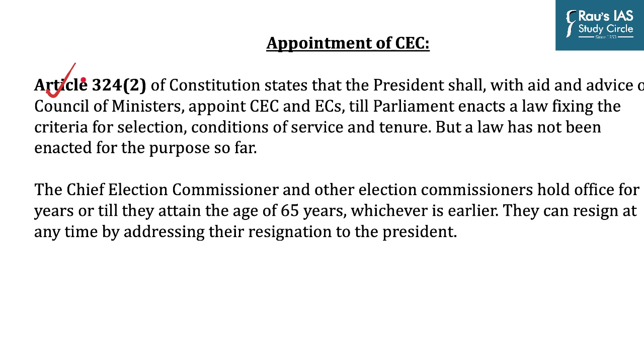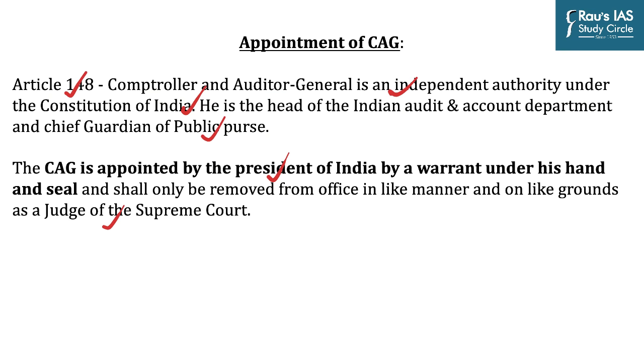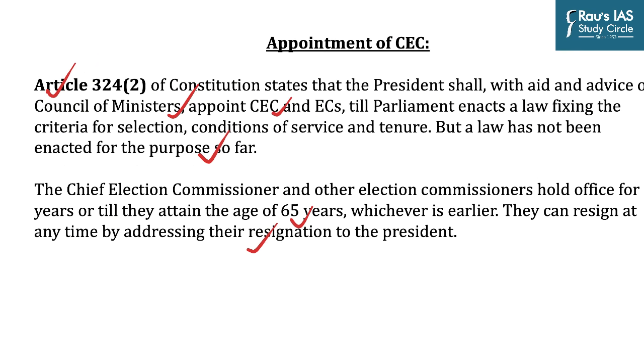The appointment of election commissioners is done under Article 324 Clause 2, which states that the President shall, with the advice of the Council of Ministers, appoint the Chief Election Commissioner and other election commissioners. Of course, there is a provision for parliamentary law, but no law has been enacted so far. Now, the Chief Election Commissioner and other election commissioners hold office for 6 years or till they attain the age of 65 years, whichever is earlier. They can resign, of course, at any time by addressing their resignation to the President. From the perspective of the prelims examination, these 2 offices are very important, and so is their process of appointment and removal.